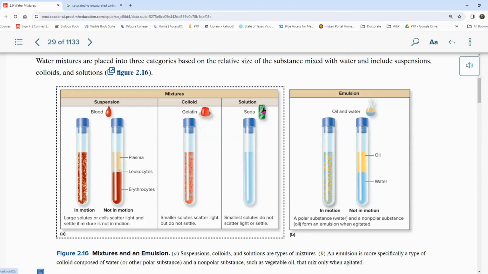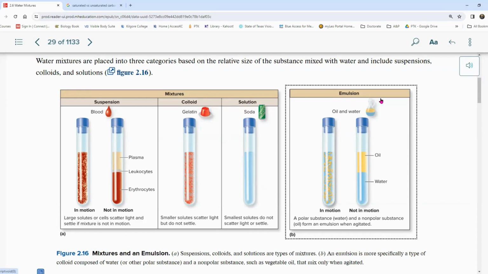So that would be termed a solution, because we can still separate salt and water, or sugar and water. We could separate it out. We could dehydrate the water out of it and have the salt. So that would be a solution.